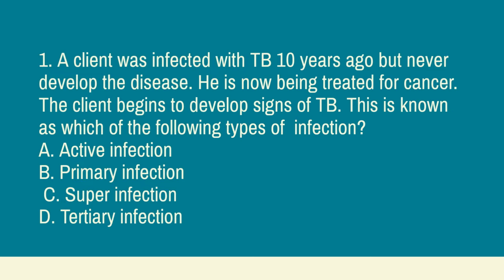the client's resistance power is lowered, otherwise their immunity is lowered, or the patient is treated with cancer therapy. As a part of the cancer treatment, the patient is undergoing chemotherapy or radiation therapy, so the immunity will be lowered, and the inactive TB bacillus becomes active when the person's immunity is decreased. Let's see the other options, such as tertiary infection and superinfection. That does not apply in this case. So here the correct answer is the active infection.